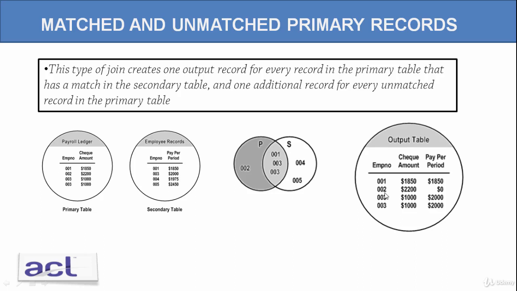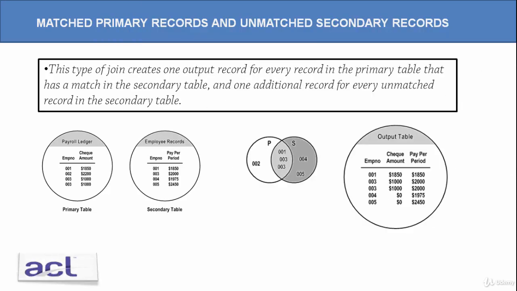So that's why we have 002 here. You can see on the employee record side we have $0, meaning that there is no record on the secondary table. So we have matched primary records and unmatched secondary records.